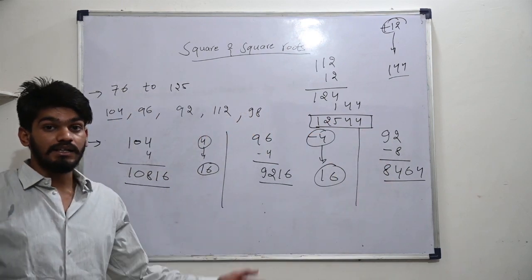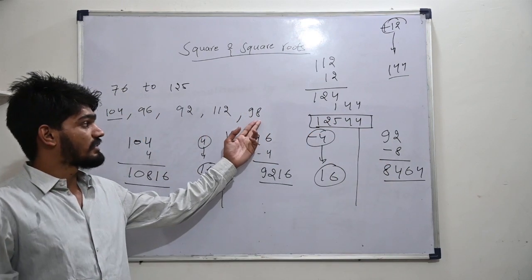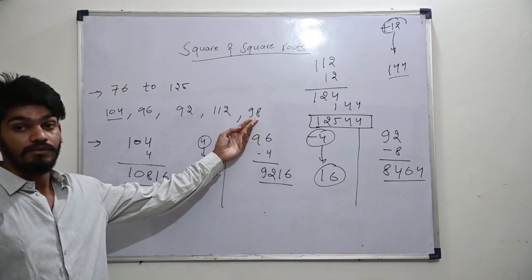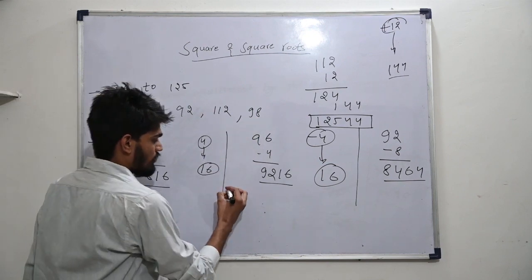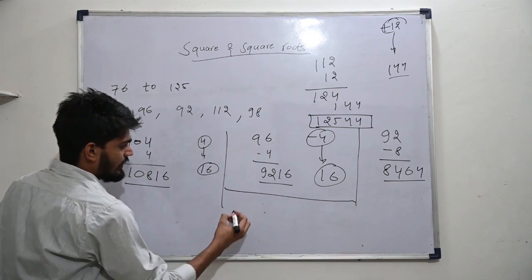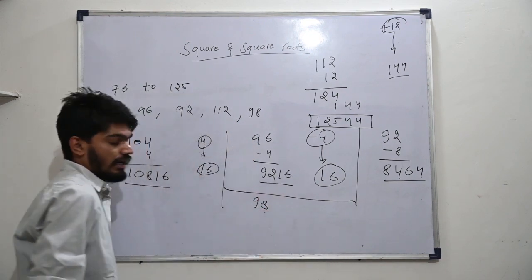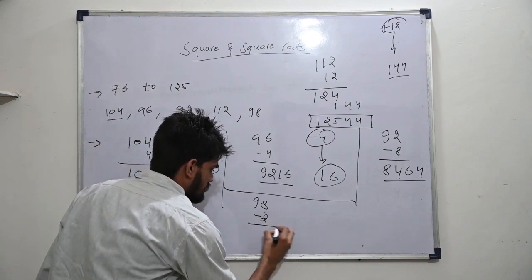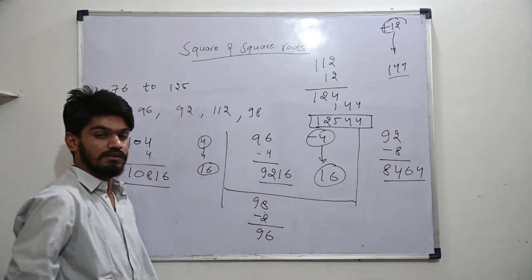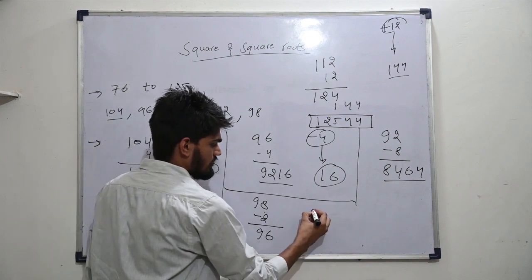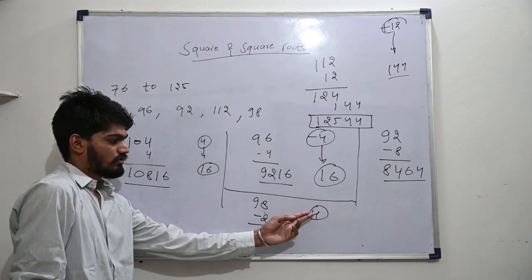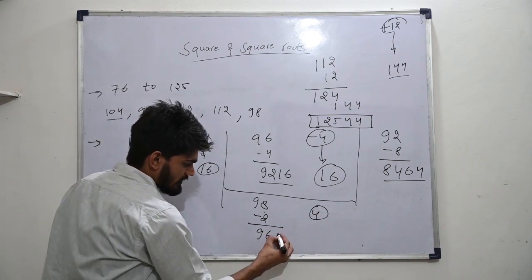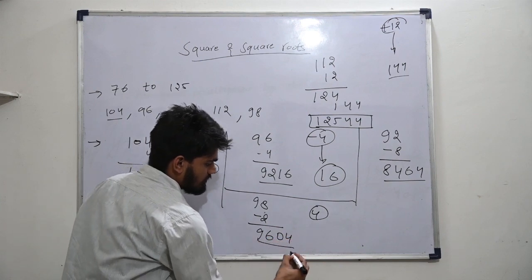And if you get a one-digit square, as in this example, how do we do it? 98 has a difference of minus 2 with 100, so 96. Then the square of minus 2 is plus 4. Now this 4 is only one digit, so we write it as 04.